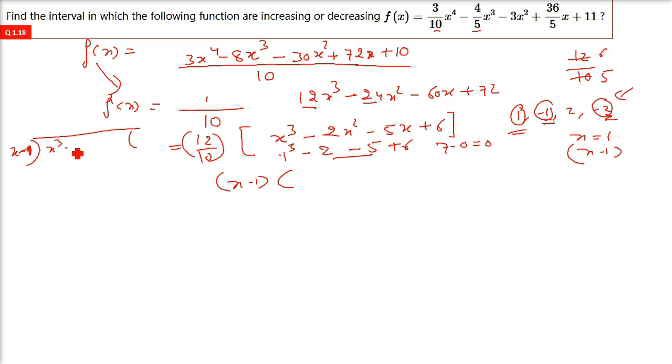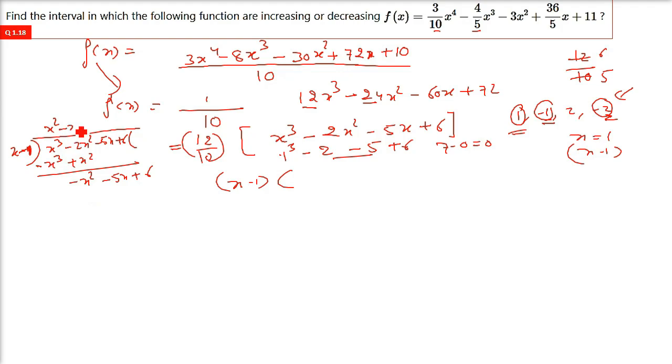So you just write this: x cube minus 2x square minus 5x plus 6. We are dividing it by x minus 1. So for this x minus 1, now you can write x square here. So x into x square is x cube, minus 1 into x square is minus x square. Now subtract. When you subtract, the x cube terms get cancelled. You have minus x square minus 5x plus 6.